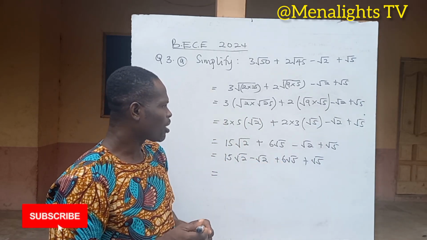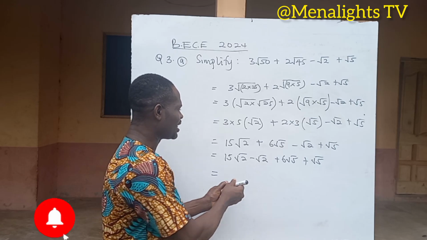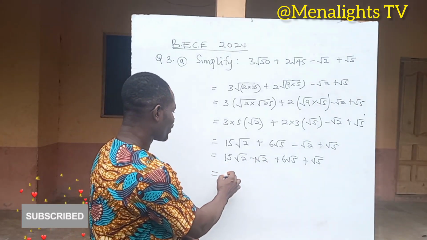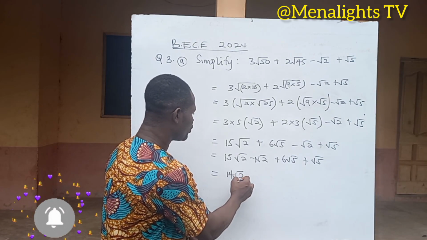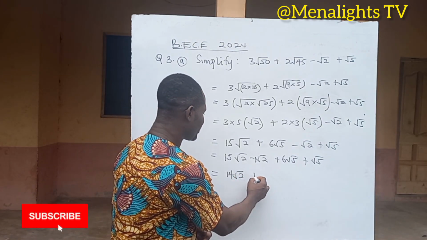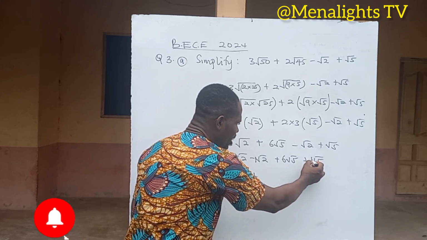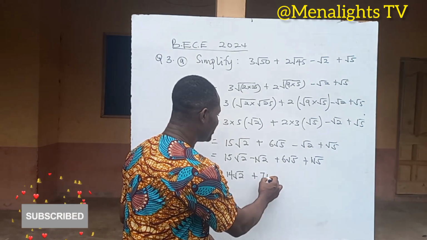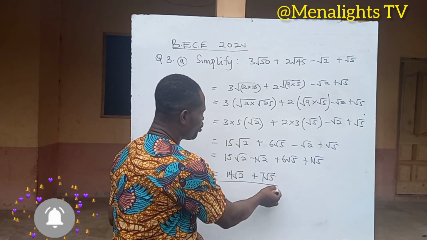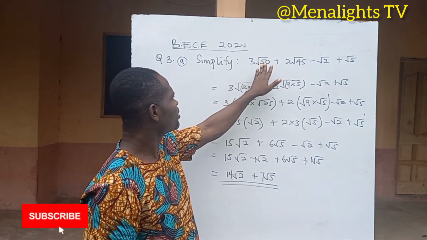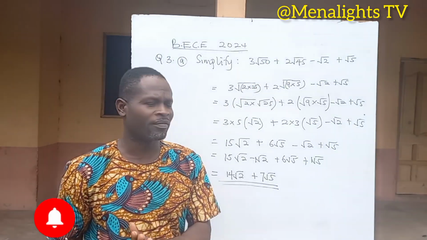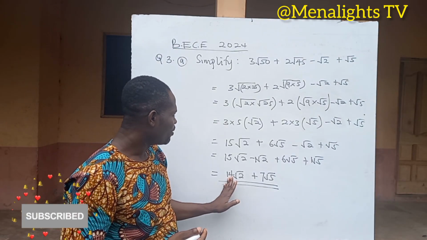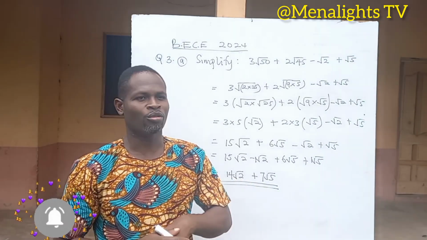Then from there, what we have is, there's an invisible 1 here. So 15 minus 1 will give us what? 14 root 2. That's the first one there. Then plus, another invisible 1 here. So 1 plus the 6 here will give us what? 7. So we have the 7 root 5. So when we simplify 3 root 50 plus 2 root 45 minus root 2 plus root 5, the final answer is going to be 14 root 2 plus 7 root 5.